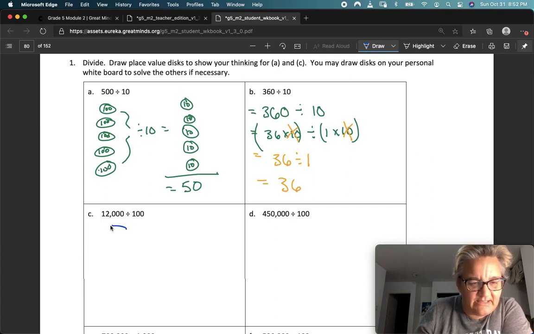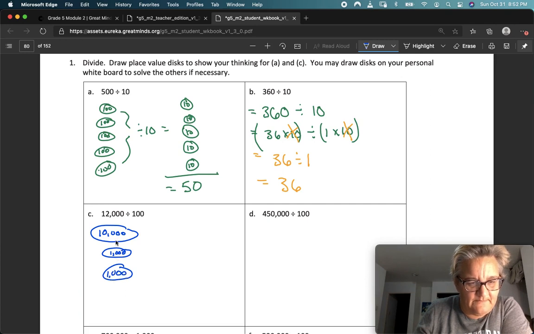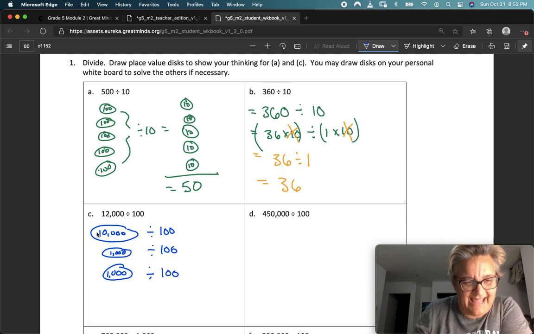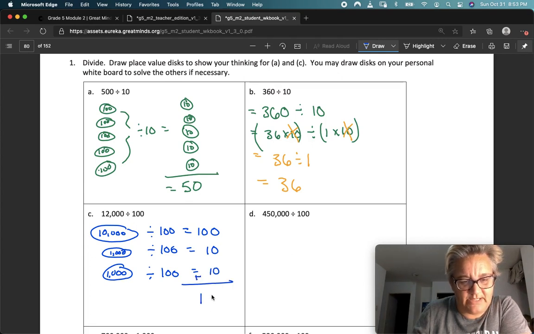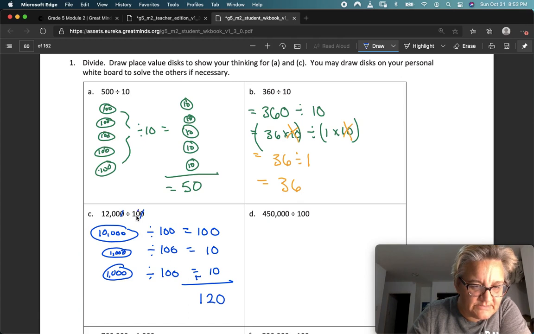12,000. So let's say here I have 10,000. Here 1,000. And here 1,000. Okay. And I'm going to divide all of those things by 100, just like I did up in the first one. And 10,000 divided by 100 equals 100. 1,000 divided by 100 equals 10. And 1,000 divided by 100 equals 10. If I add those up, I get 120.